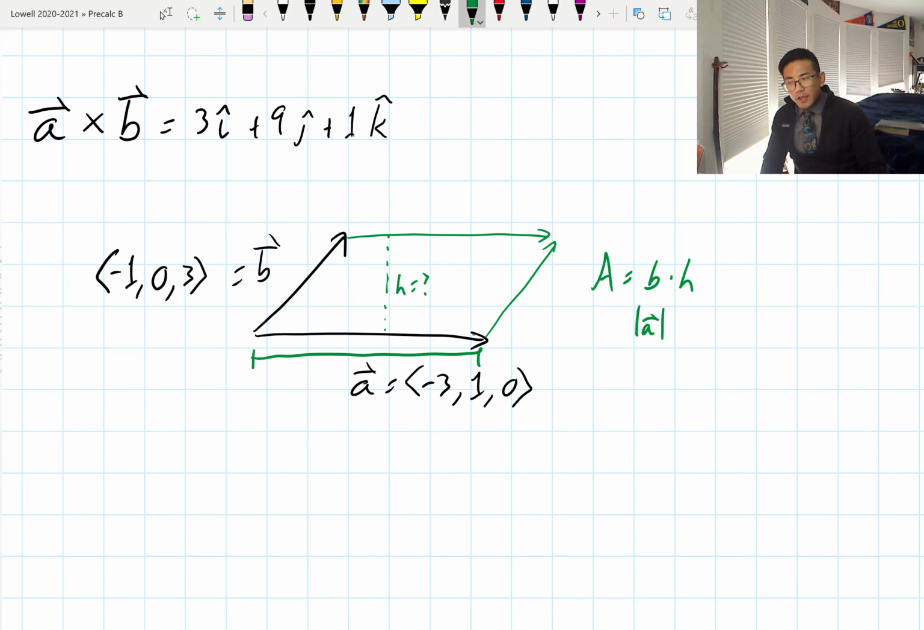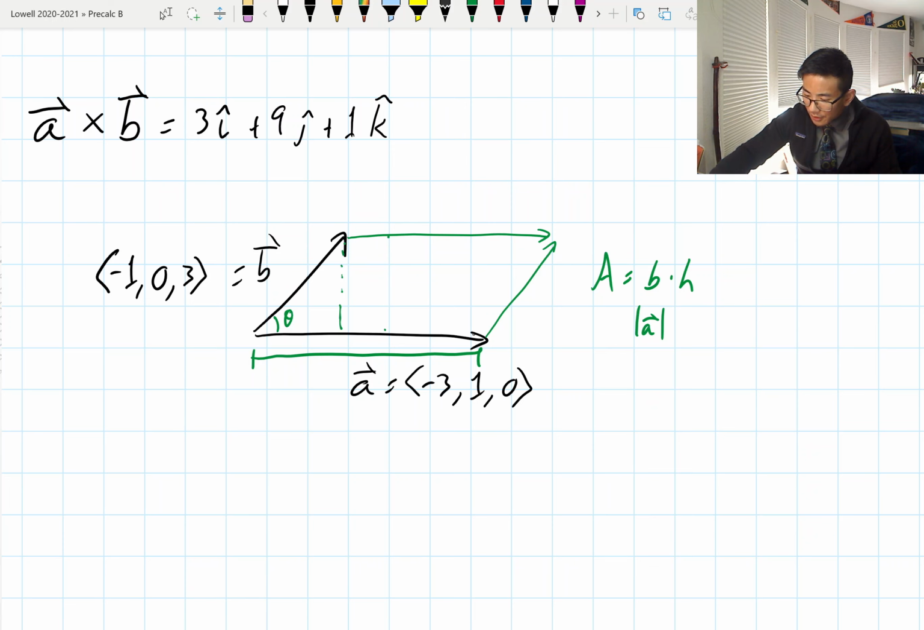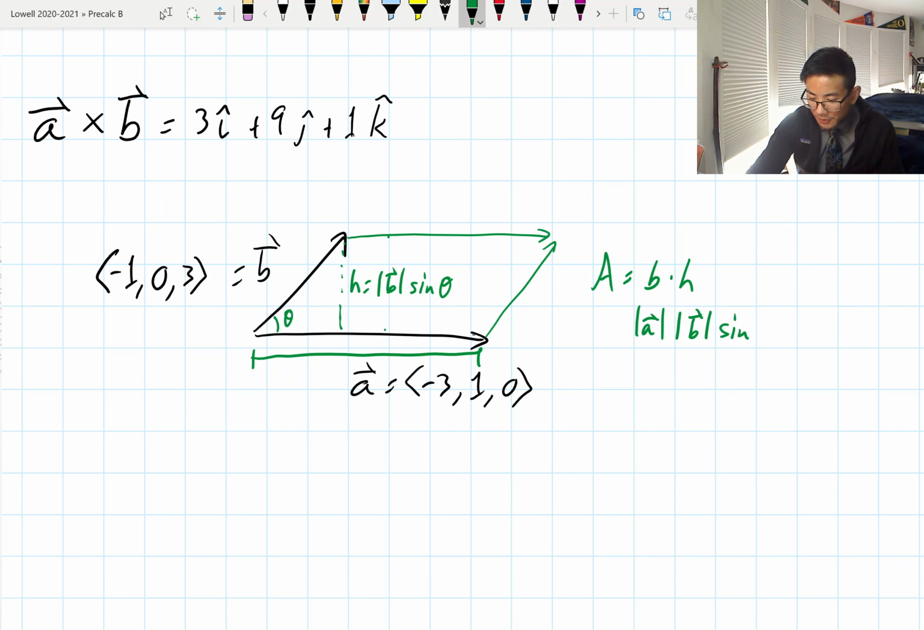So how can I figure out the height? Well, one thing that would be helpful: if I knew the angle between the two vectors, I could get the height. If that's the case, then the height here is simply the magnitude of B times sine of the angle. Now if I substitute this in, I'll have the magnitude of B times sine of the angle.